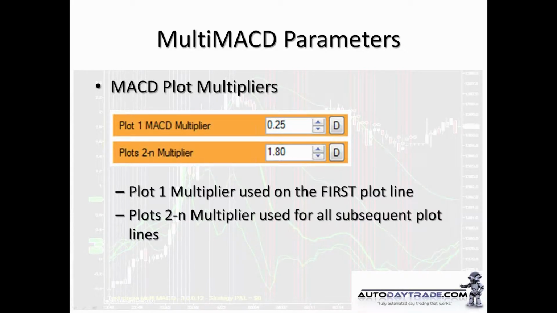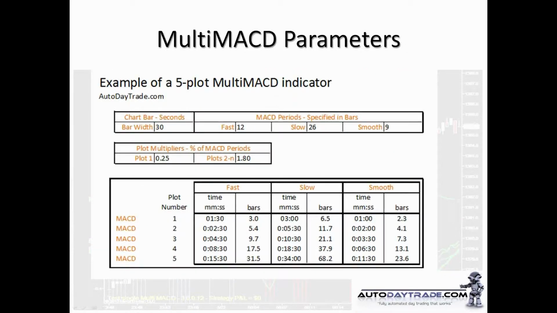All other plots, numbers 2 through however many you specified in the number of MACDs parameter, simply multiply the previous plot line's fast, slow, and smooth parameters by the plot 2 to n multiplier to get their values. Let's look at a spreadsheet I use for this purpose. We'll use this spreadsheet live when we create our own robot in a little while.